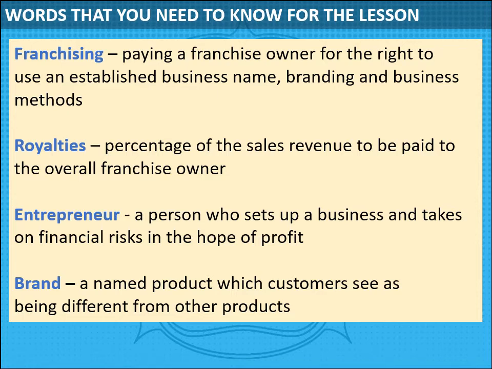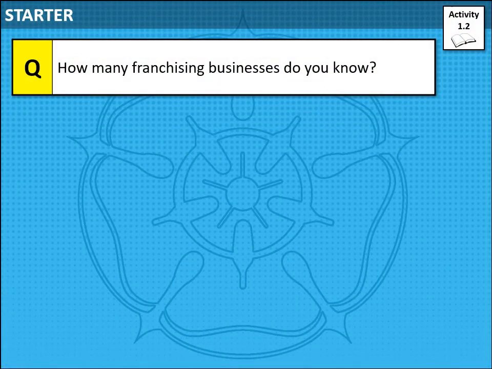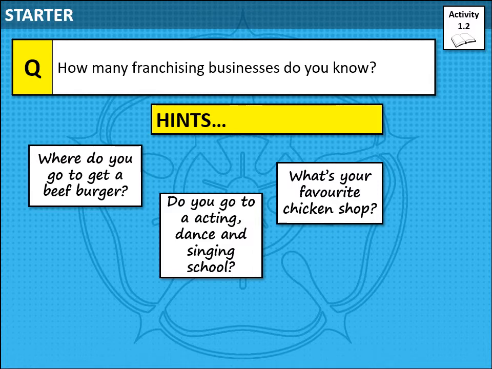Franchising, you might know some franchising companies, but let's have a look now. How many franchising businesses do you know? Here are some hints for you. Where do you go to get your beef burger from? Very famous company. One of the largest companies in the world. What's your favourite chicken shop? Again, very famous company. And do you go to an acting or dance and singing school? Actually, one of the companies uses Carshalton High School for Girls Hall for it. If you can think about who uses that, it will help you with how many franchising businesses you know.